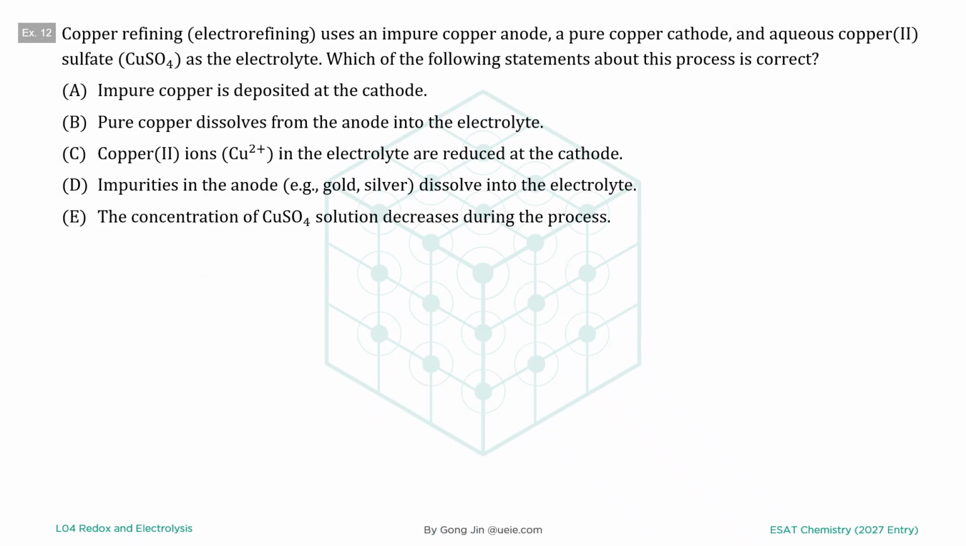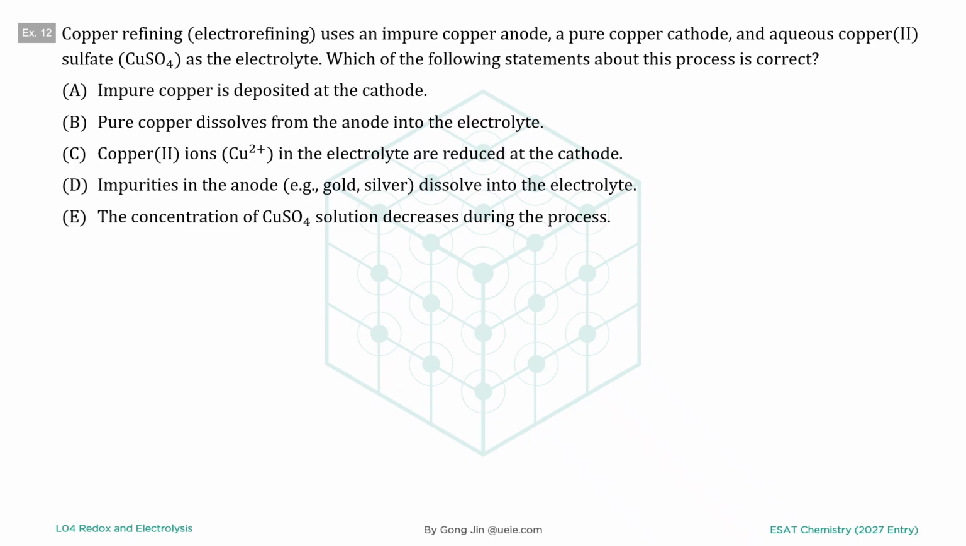Let's work through this copper electrorefining example step by step. First, let's recall the setup. We have the impure copper anode, a pure copper cathode, and aqueous copper 2 sulfate as the electrolyte. This is the standard setup for purifying copper, and we need to identify the correct statement. Let's go through each option.